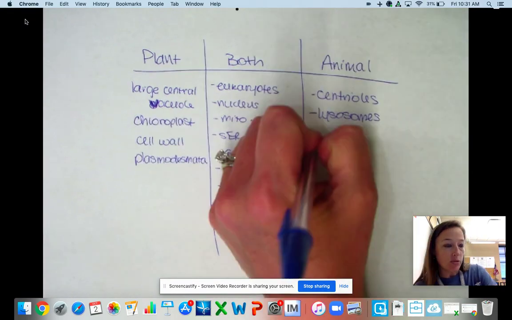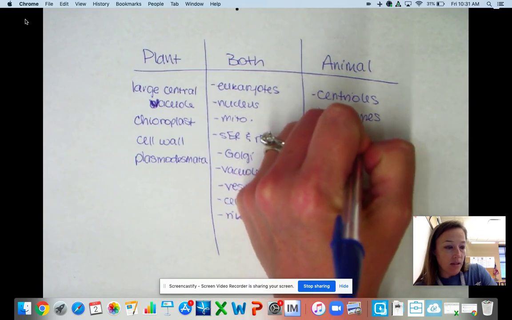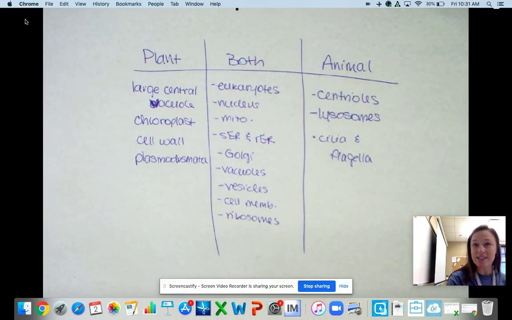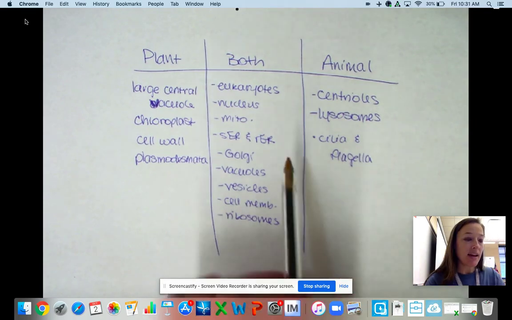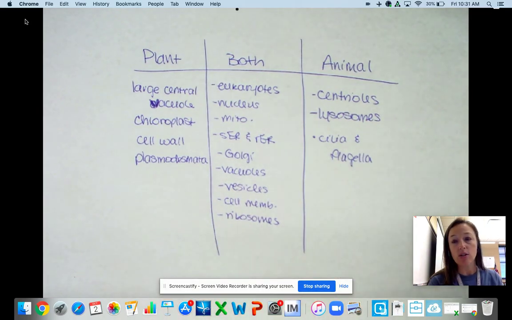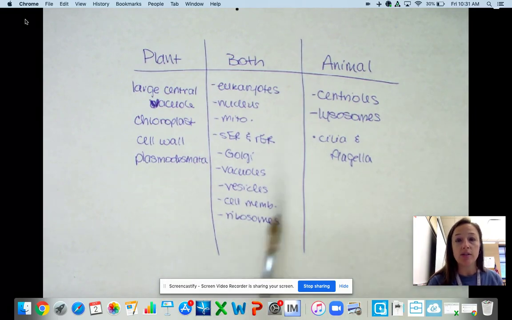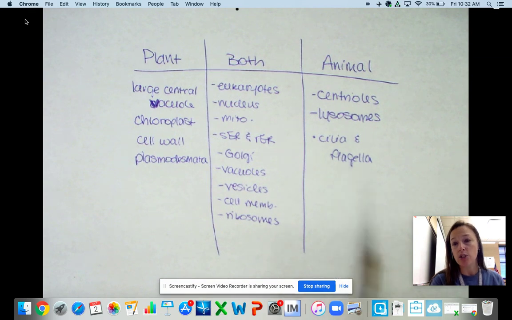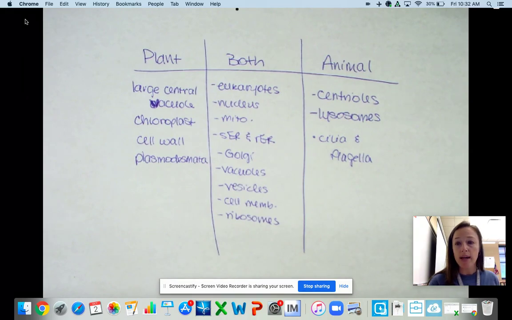And then sometimes you'll see cilia and flagella as well. I shouldn't say sometimes, a lot of times, because no plants have cilia and flagella in their adult state. There are some plants whose sperm will have cilia or flagella because they're water-based plants, and they might need that to get the sperm to the egg. But as a whole, as a group, plants don't have those structures.